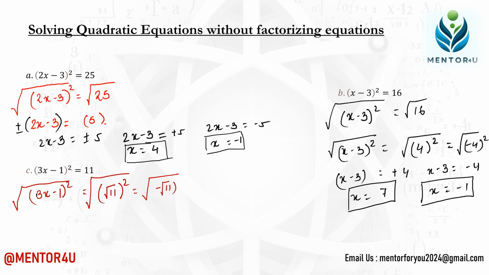So now while comparing the left hand side to the right hand side, we can clearly see that 3x minus 1 will be equal to root of 11, or 3x minus 1 is equal to negative root of 11. So x can be equal to 1 plus root 11 upon 3, or x can be equal to 1 minus root 11 upon 3. So both are again the solutions of the quadratic equation, we can say, right?